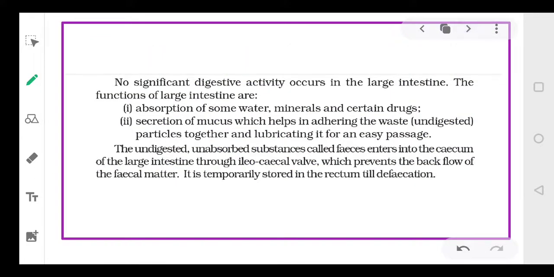In case of your large intestine, no digestive activity takes place here, but two very important functions occur here. First, water will be absorbed, so there is maximum absorption of water, minerals and certain drugs. Second is the secretion of mucus. It will also produce mucus, which will help in combining the waste materials together so that they can be easily removed out of the body.